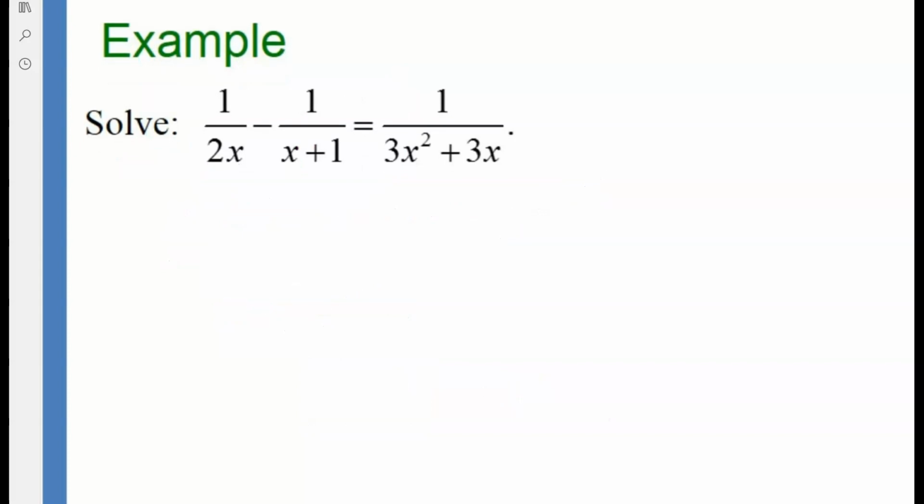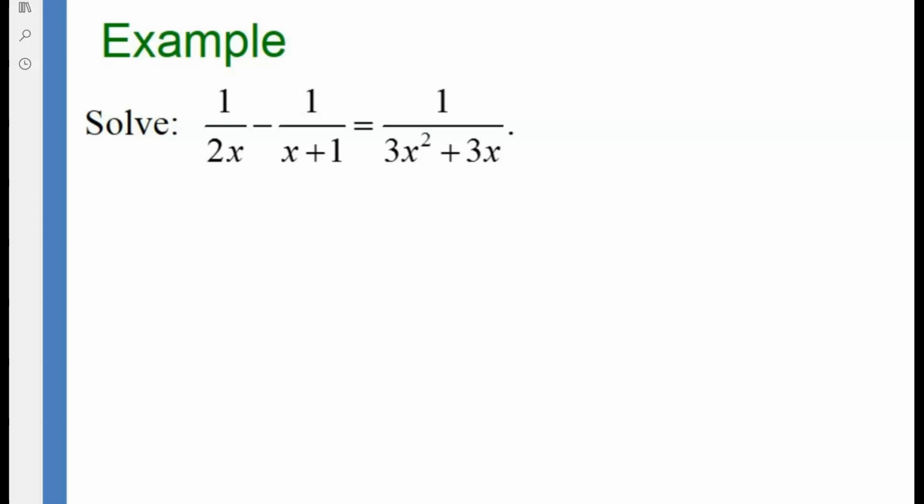This time, my rational expressions look a little more complicated. I have more rational expressions. Every term in this equation is a rational expression. But my process is the same. I want to multiply by the least common denominator to get rid of all the fractions and just solve what's left. I could multiply by 2x and x plus 1, and then I can multiply by 3x squared plus 3x, but that's not going to be the least common denominator, and if I do that, then I'm causing a lot more work down below later in the solving process.